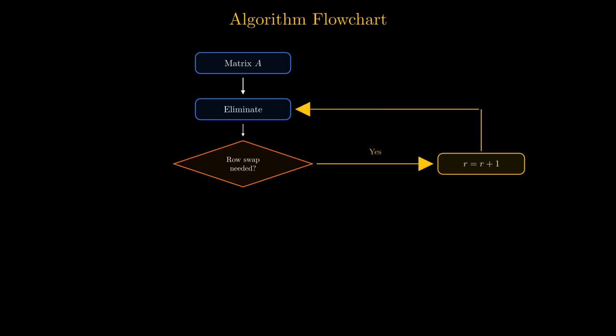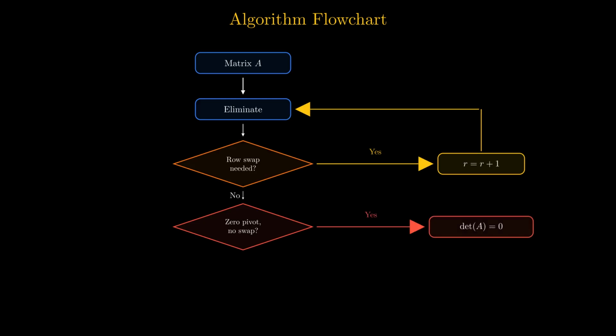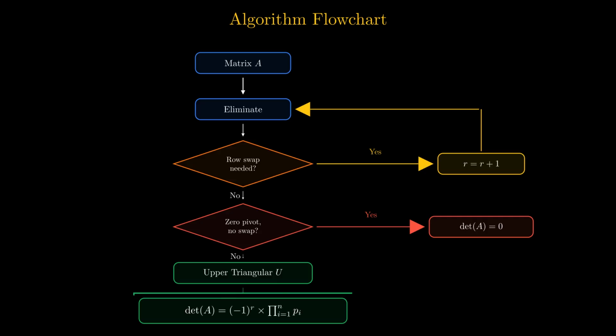If no row swap is needed, keep going. But if you encounter a 0 pivot and no swap is available, the determinant is 0. You're done. Otherwise, once you reach upper triangular form U, compute the determinant as -1 to the power r times the product of all pivots.